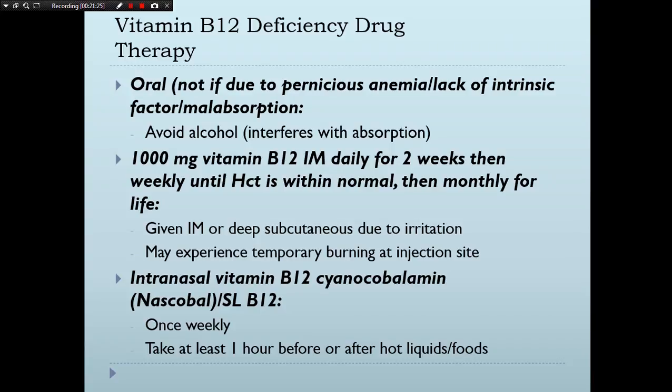In the event that a patient cannot take oral B12, they need to do IM injections, typically for 2 weeks, then weekly until their hematocrit is normal, and then we're going to do it monthly for life. We need to make sure that the injection is given IM or deep subcutaneous because it's irritating. They may experience temporary burning at the injection site. And there are capabilities to do intranasal vitamin B12. It's given once weekly. They take it at least 1 hour before or after hot liquids or foods.